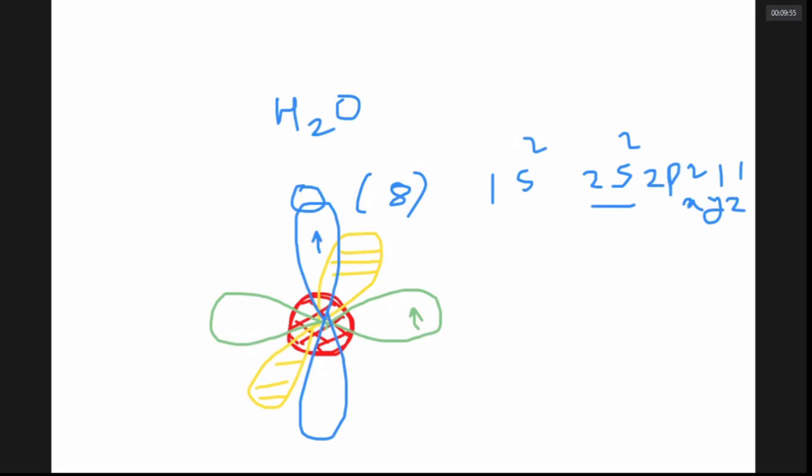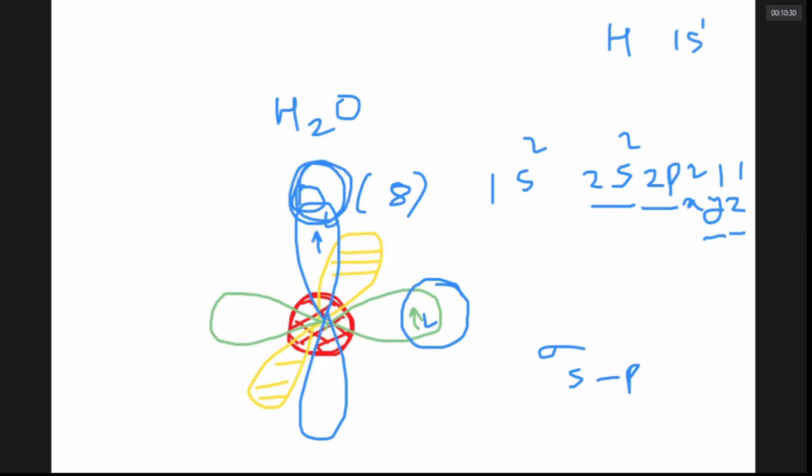2s, I used red color. 2px2, I used yellow color. 2py1 green color, 2pz1 blue color. Can you see it clearly, sir? Yes, sir. Now, if this 2pz orbital overlaps with hydrogen, which has a 1s orbital having an unpaired electron, I get a sigma sp bond. Similarly, another hydrogen overlaps with the 2py orbital. So I got water.